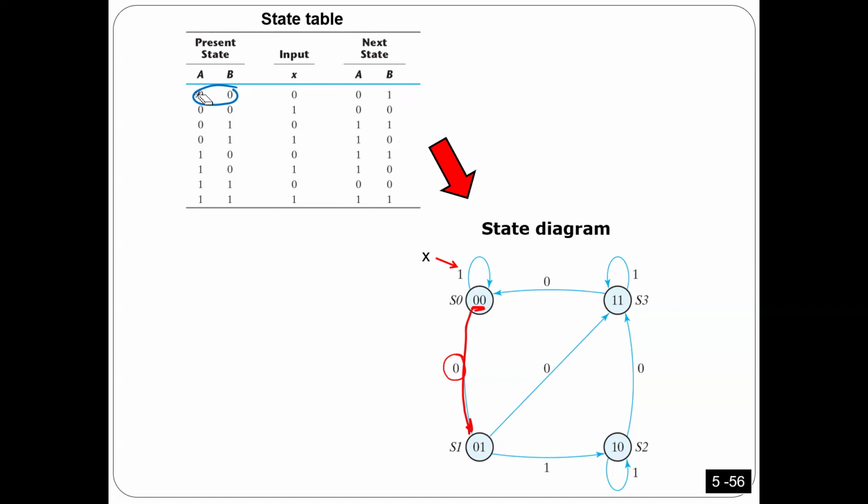Same thing, let's see the second one, okay? When it is 0, 0, I will stay in 0, 0. This happens when x is 1. Okay, let's see the next one here. If the state is 0, 1, which is this state, and x is 0, I'm going to go to 1, 1. That's why you can see here, x is 0. Okay. Any questions?